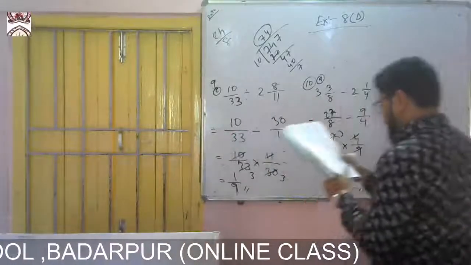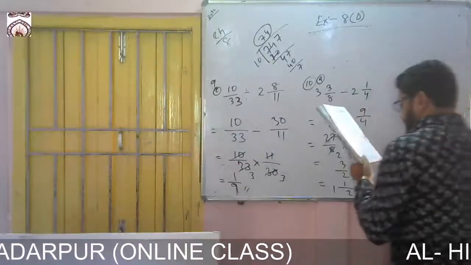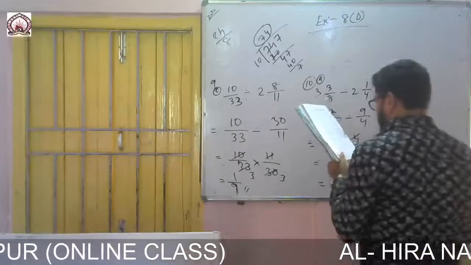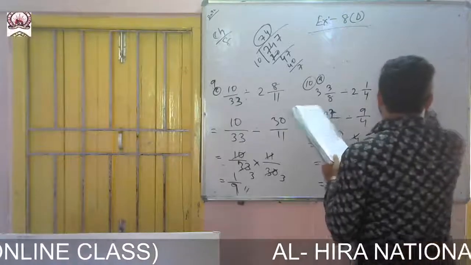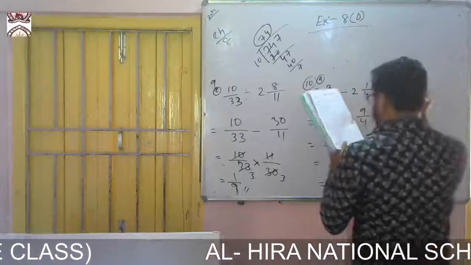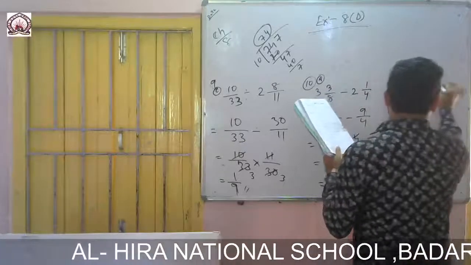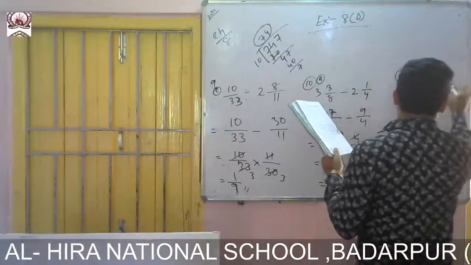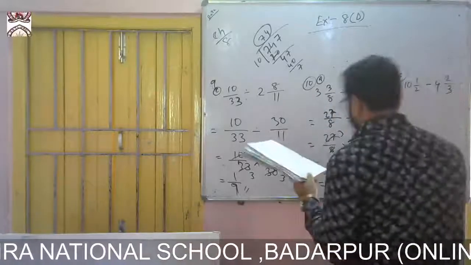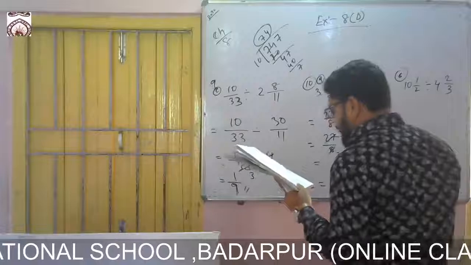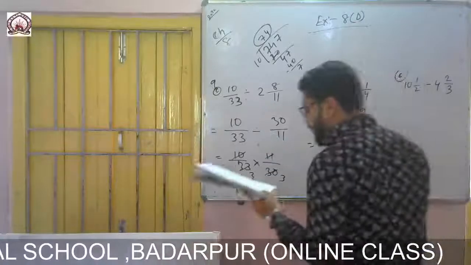Now come to the question number, which one? Okay, let me show question number 10. Sorry, question number C. 10 1 by 2 divided by 4 2 by 3. 10 1 by 2 divided by what? 4 2 by 3.